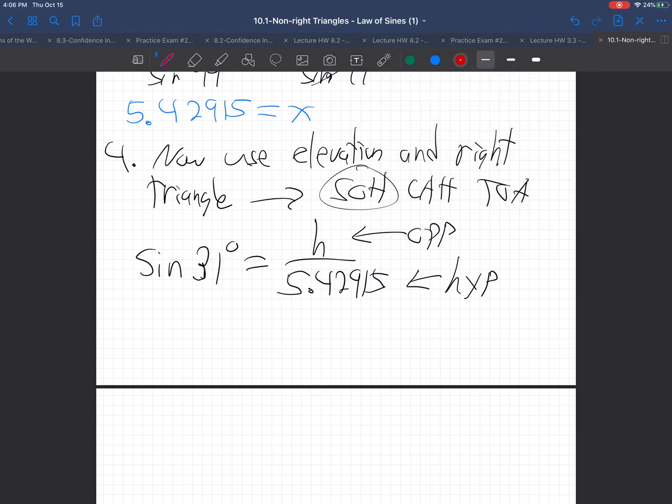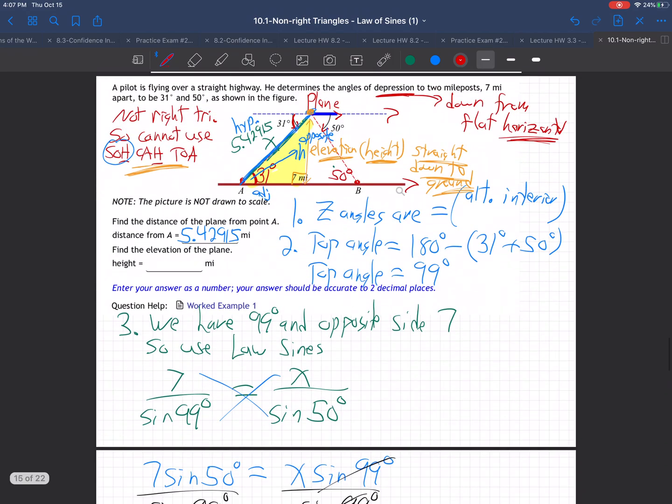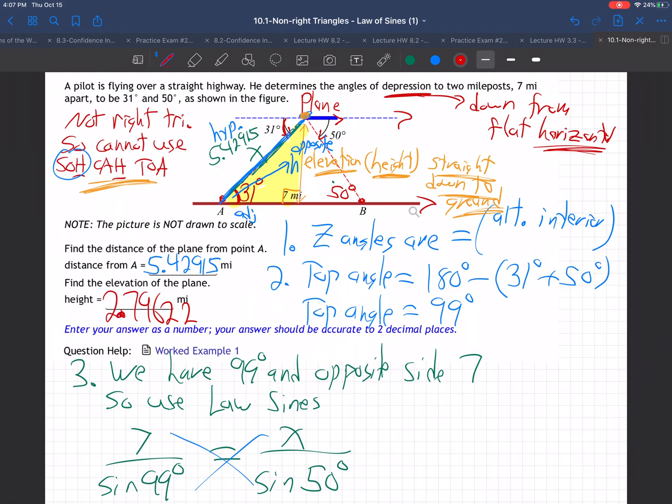All right, so now we can solve that little equation for h. How do we do so? Put this over 1 to make it look like a fraction, diagonal, diagonal. So 1 times h is 5.42915 times the sine of 31 degrees. So 1 times h is just h. So h will be that number times the sine of 31 degrees. I'm getting 2.79622. That's how many miles high that airplane must be flying at the moment it takes those sightings.